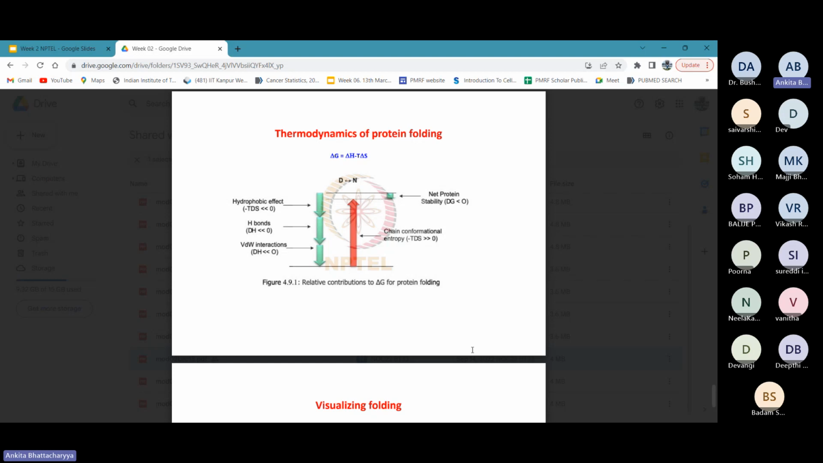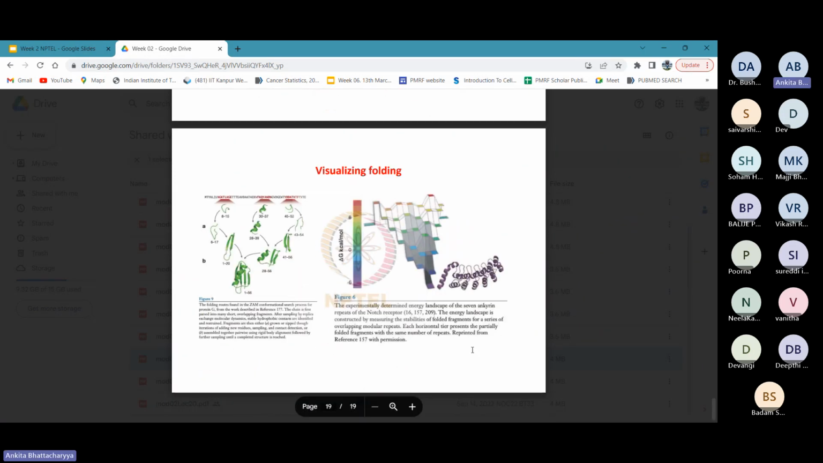So you can see that during protein folding, the contributions to delta G, or Gibbs free energy, are made by hydrophobic effects, hydrogen bonds, and van der Waals interactions, which try to reduce it. On the other hand, the chain conformation entropy is increasing it. So net effectively, the delta G becomes less than 0, which makes the final protein structure quite stable. You can look at the individual contributing factors in extensive detail if you're interested.